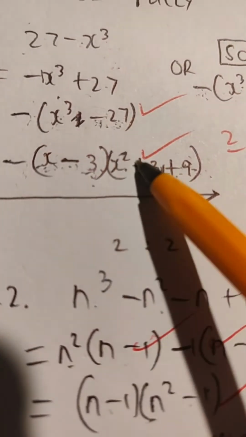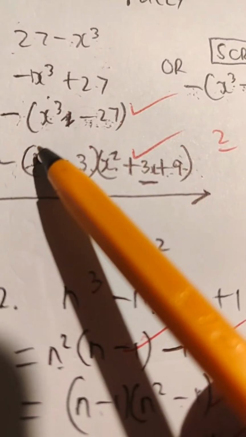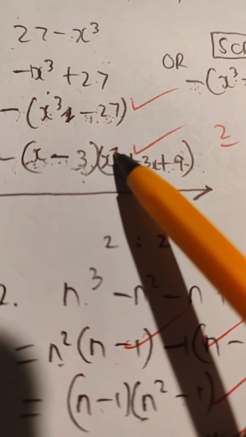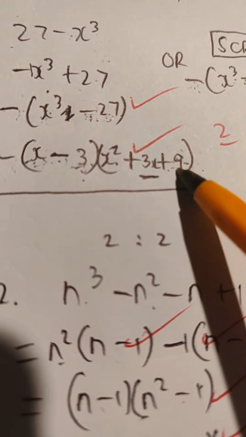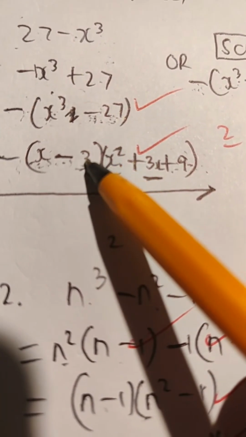Then, to get the first term in this bracket, you square your x term. If you square your x term, you get x squared. To get your last term in this bracket, you square your last term in the bracket.